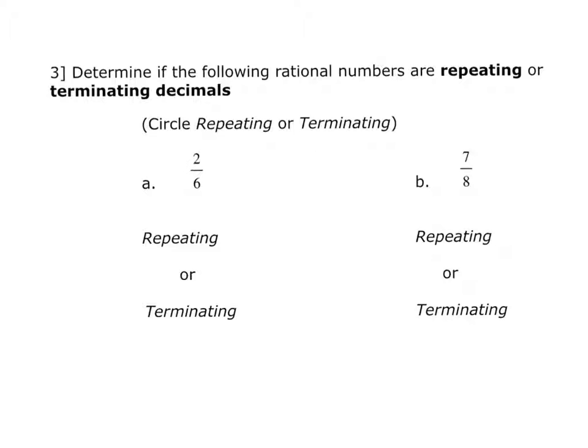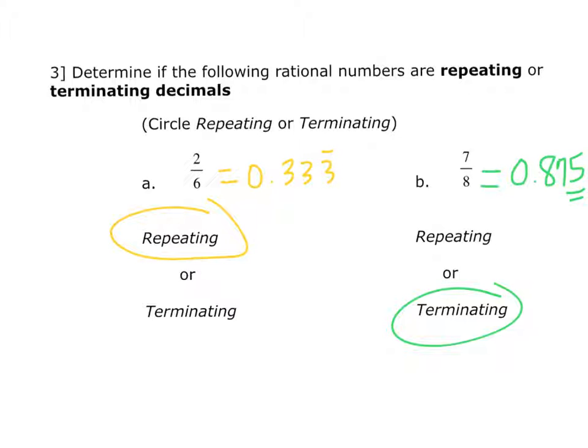Part 3. Determine if the following rational numbers are repeating or terminating decimals. 2 out of 6. So 2 divided by 6 is 0.333, and it's going to keep repeating. So a repeating decimal, we would circle repeating. And then part B, 7 divided by 8, or 7/8, equals 0.875. This is a terminating decimal. So again, to do that, you put the numerator divided by the denominator.